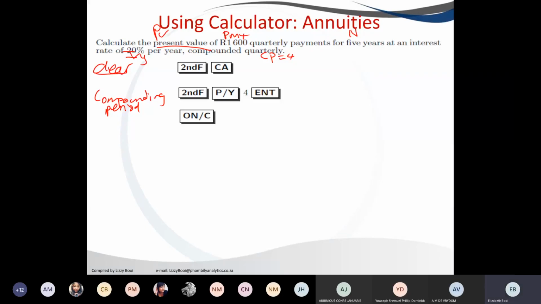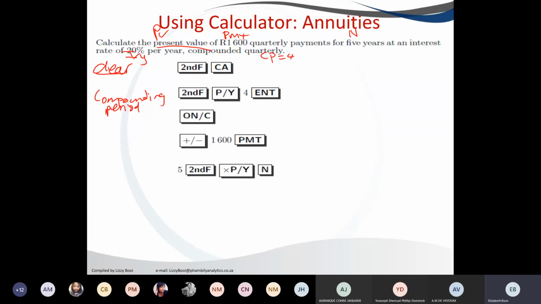So on and off, therefore I have my payment. Remember, when you have a payment, or a present value, or a future value, the first thing you do is press plus or minus. So I do plus or minus, the payment of 1,600 is PMT. And then I also do 5, which is my 5 years. I enter my periods. So my period will be 5, multiplied by the compounding periods.